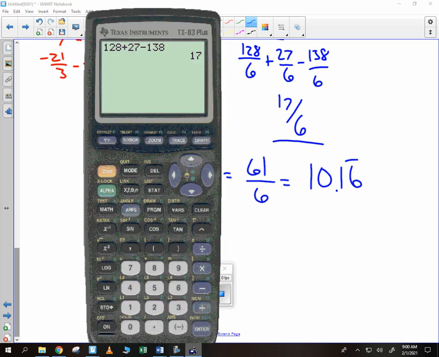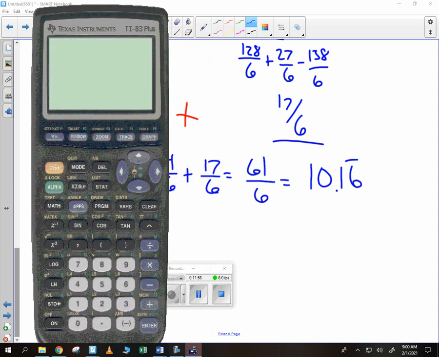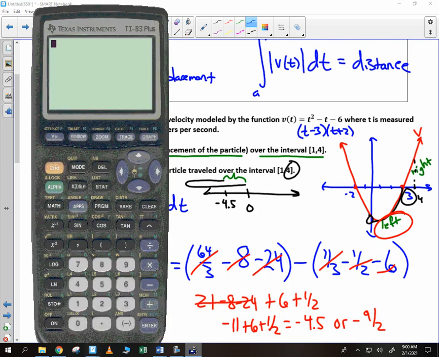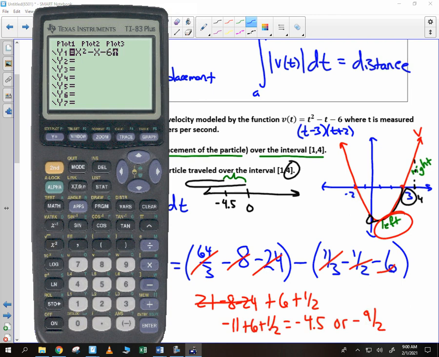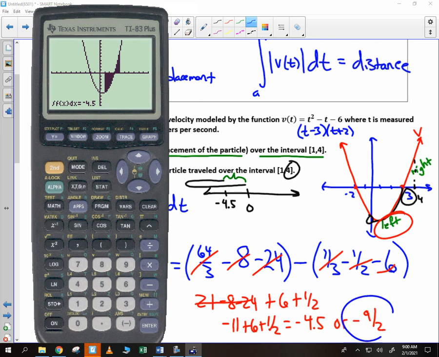And we can actually check these results, which is kind of nice. If you went to y equals, and you typed in that velocity function, x squared minus x minus 6, and you went ahead and calculated number 7. I'll do a zoom 6. We're going to calculate number 7, from 1 to 4. 1 is our lower limit, 4 is our upper limit. Notice you get the negative 4.5, which is what we have right here.